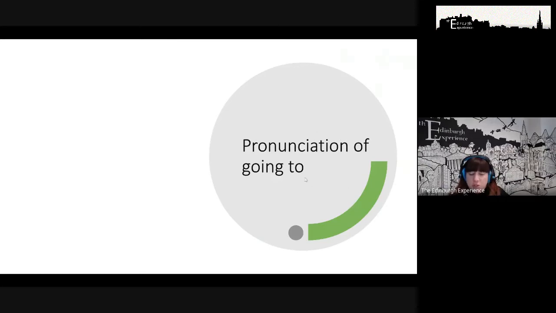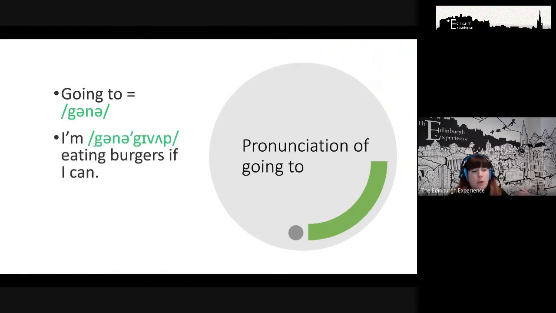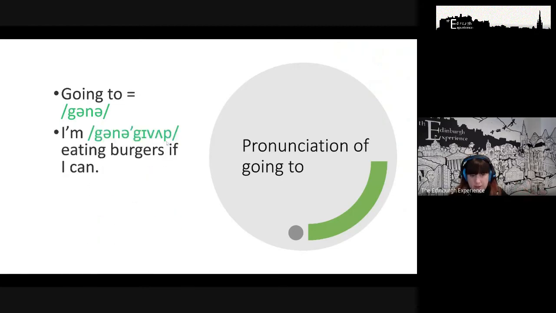So the pronunciation of going to, when we use it in our blocks of sound, remember, when I speak quickly, going to, it's one of these connected speech features where we say gonna instead of going to. Yeah. So I'm gonna give up. Okay, I'm going to give up. I'm going to give up eating burgers if I can. Yeah. And if you were going to put it in a question, it would be the same block of sound. What are you going to give up? So remember, it's going to plus the infinitive verb that creates your block of sound.